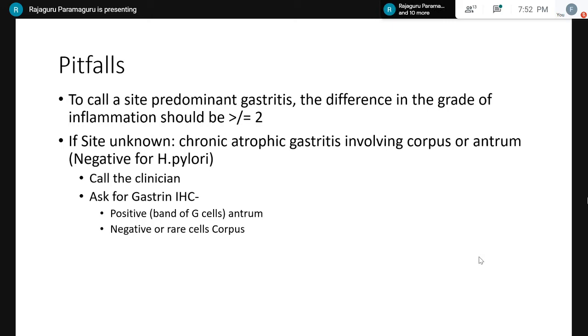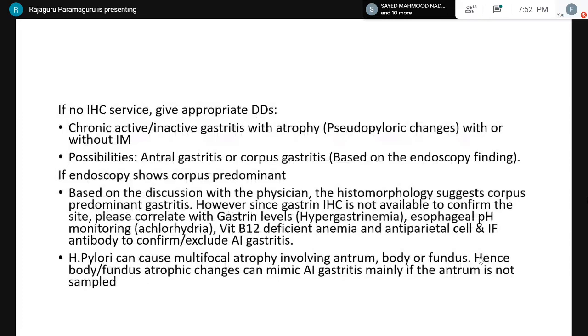So if you do not have IHC service, then what can you do? Because you have to differentiate whether it is an autoimmune gastritis or not. So speaking with the clinician and taking the file and having a look, the endoscopic report will always help. Or else you can just give the possibilities of antral gastritis or corpus gastritis based on the endoscopic finding, because certain people will have a standalone lab and may not have good rapport with the clinician, so they can give a comment like this. They can give a comment saying that if the endoscopy shows corpus predominant gastritis, the clinician has to perform other tests like gastrin level to demonstrate hypergastrinemia, to demonstrate achlorhydria, and then vitamin B12 and iron deficiency, and antiparietal cell or intrinsic factor antibody to confirm or exclude autoimmune gastritis. This is the best comment which can be given.